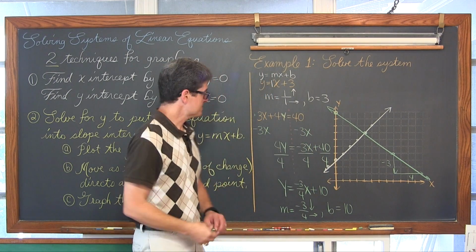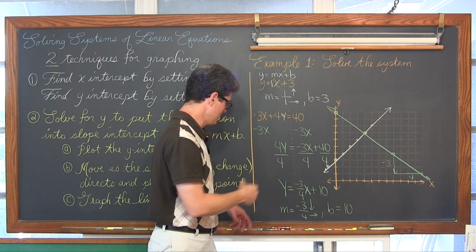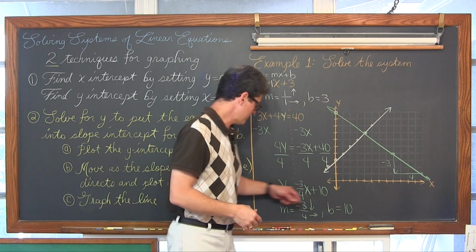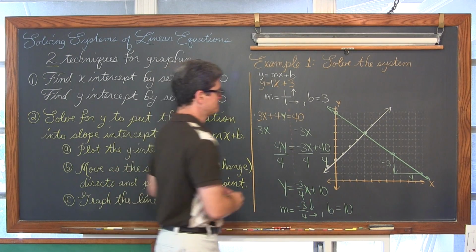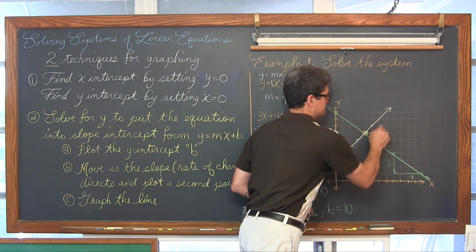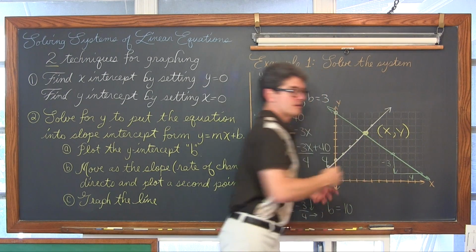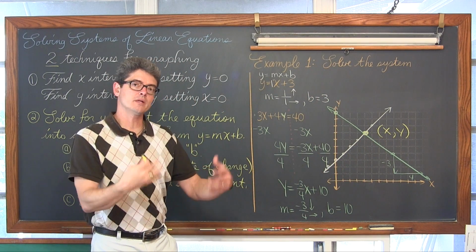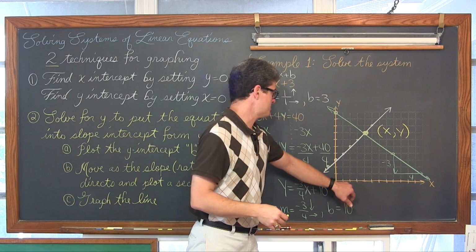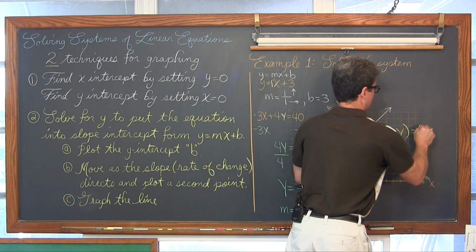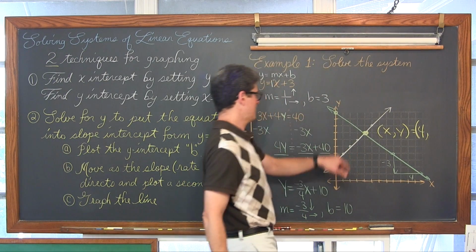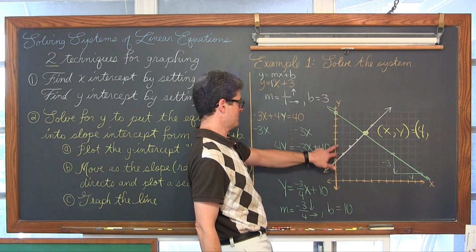And there's your two graphs. We have an independent set here. We have two graphs that are intersecting at one unique point. The intersection, that combination of the x and y coordinate is your solution, and that's going to be 4, 7. I said 1, 2, 3, 4, 5, 6, 7.